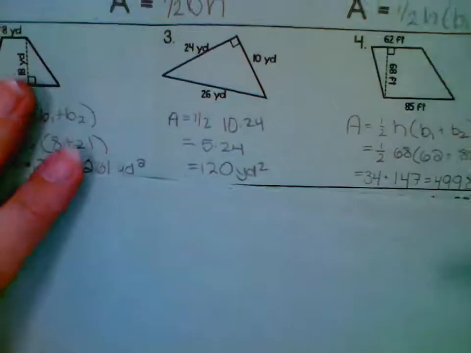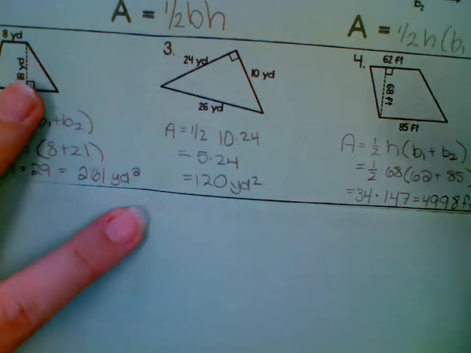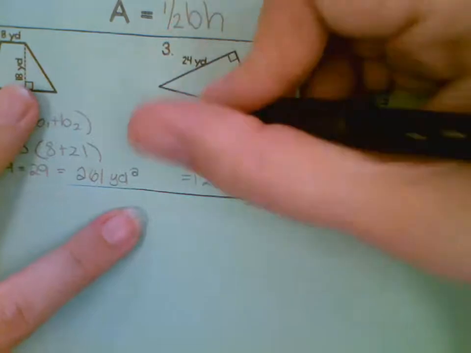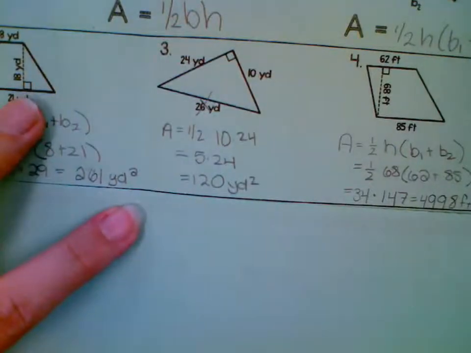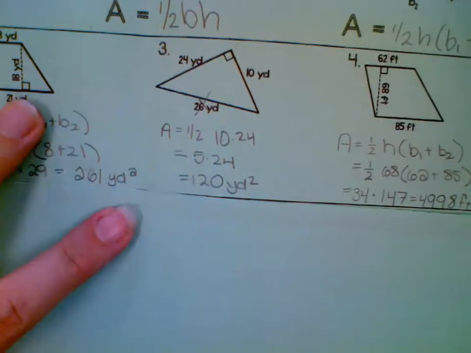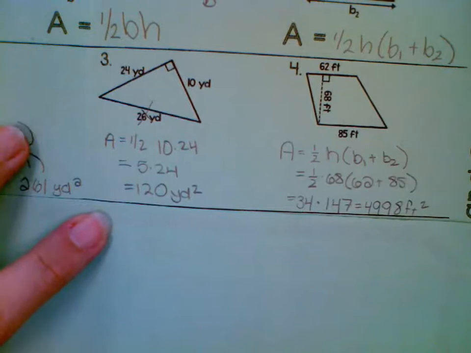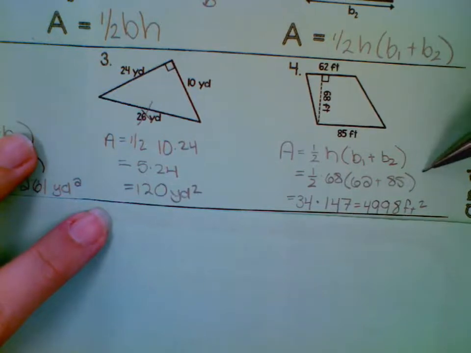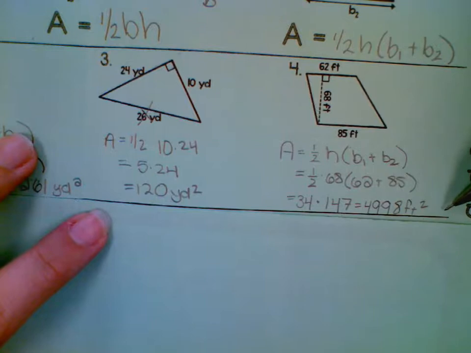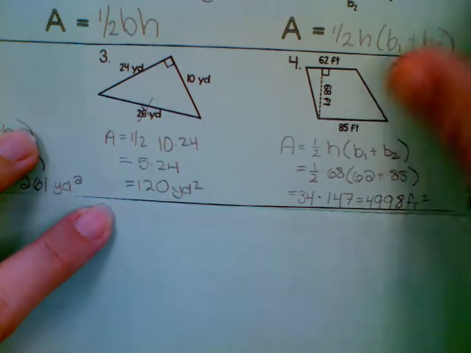Okay, so for example 3, we had a triangle. The triangle is 1/2 base times height. So this 26 is not needed for this problem. That's the hypotenuse. Your base and your height would be the 2 sides that are perpendicular. So we ended up with 120 yards squared. For number 4, we had another trapezoid. We would do the same as we did for number 2, and we end up with 4,998 feet squared. Remember to circle any questions you guys have, and we'll talk about them in class.